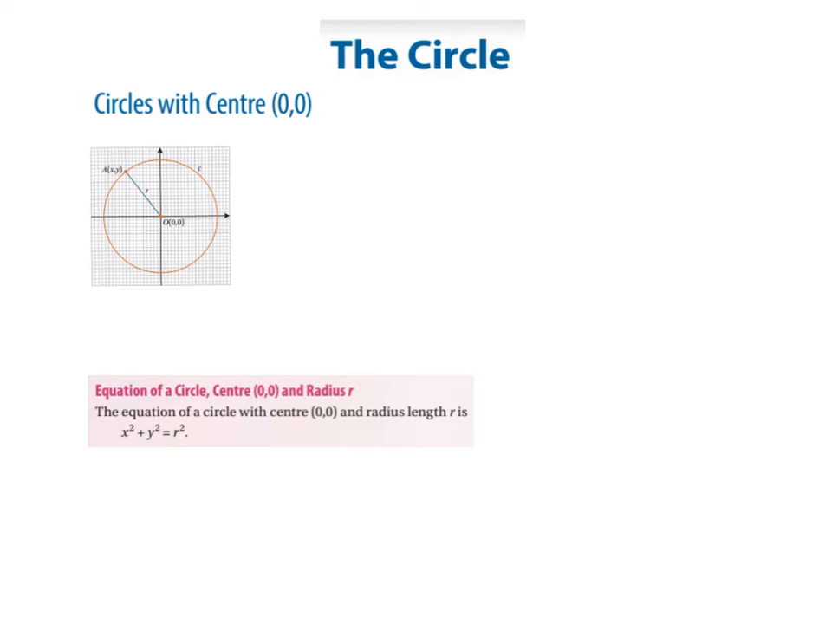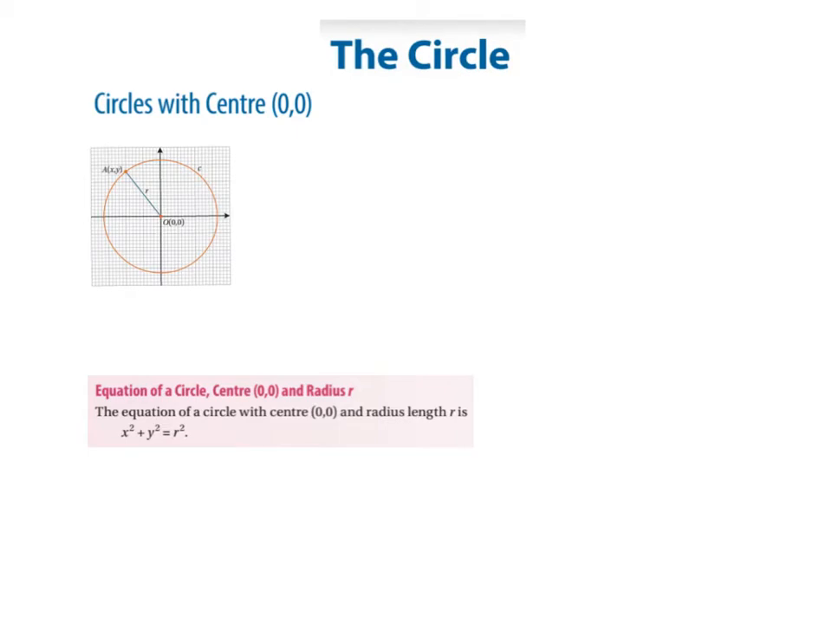Hi guys, in this video we're going to look at circles with center 0, 0. And we're going to show that the equation of a circle with center 0, 0 and radius r is given by x squared plus y squared is equal to r squared. So let's have a look at this circle here.